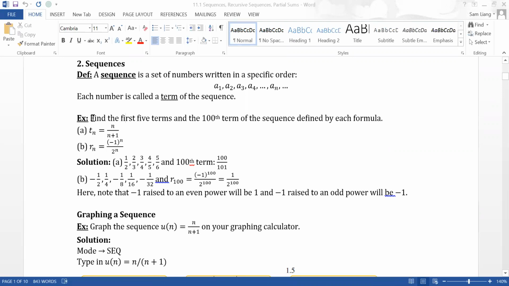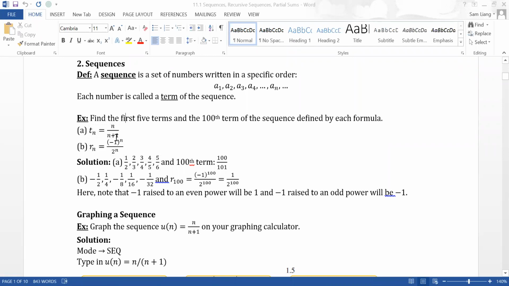So here it says find the first 5 terms and the 100th term of the sequence defined by each formula. So part A is t sub n is n over n plus 1. And then part B, we have r sub n equals -1 to the n divided by 2 to the n. Okay. So the first 5 terms for part A, it's going to be 1/2, right?